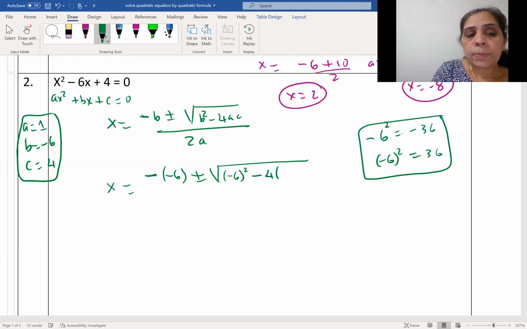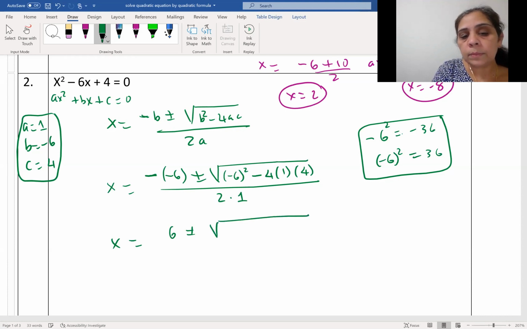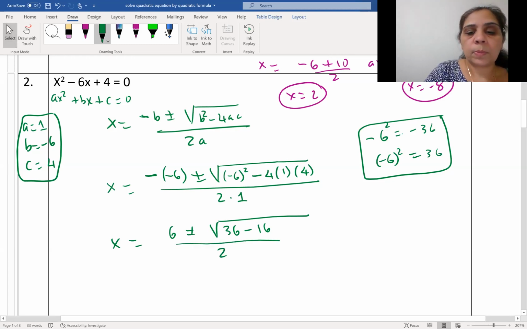Minus 4, a is 1, c is 4, and 2 times 1. So x equals negative, negative, positive 6 plus or minus the square root of 36 minus 4 times 1 is negative 4, negative 4 times 4 is 16, and 2 times 1 is 2.